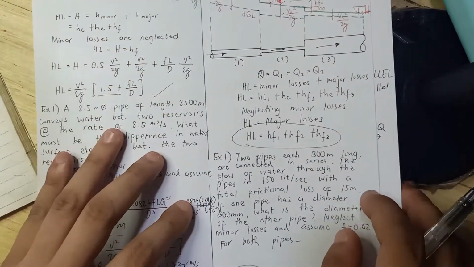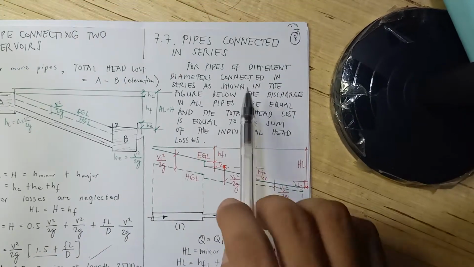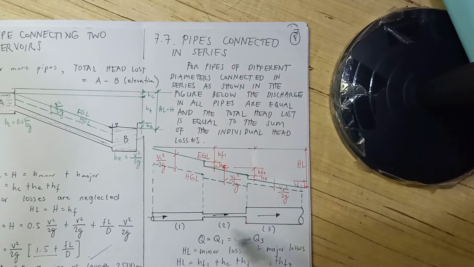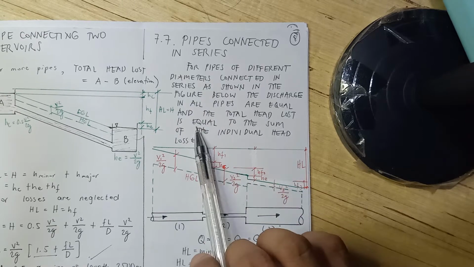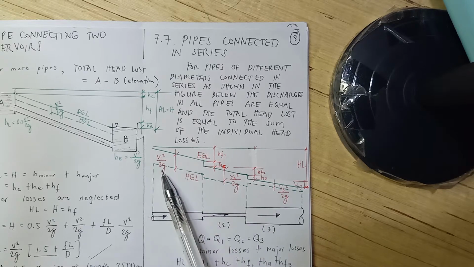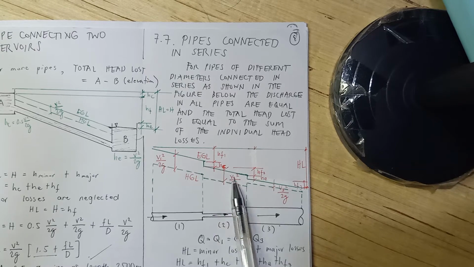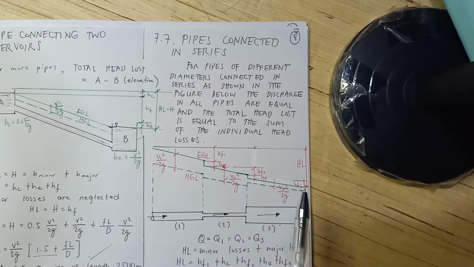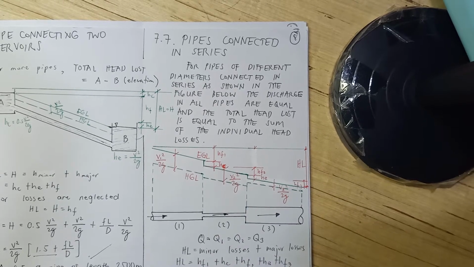Now let's proceed to pipes connected in series. For pipes of different diameters connected in series as shown in the figure below, the discharges in all pipes are equal and the total head loss is equal to the sum of the individual head losses. So you can see the kinetic heads, HGL, EGL, the minor losses HC and HE, as well as the major head losses up to the third pipe, and the total head loss.